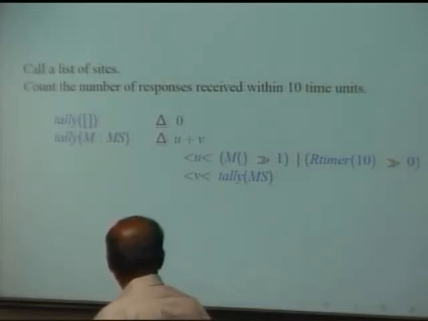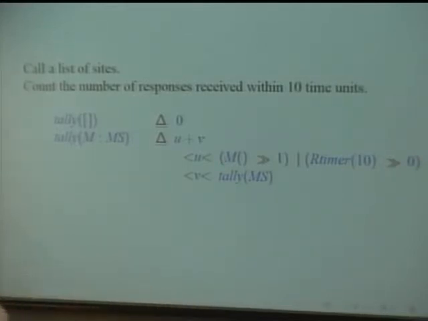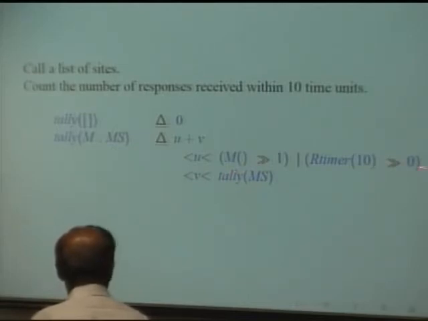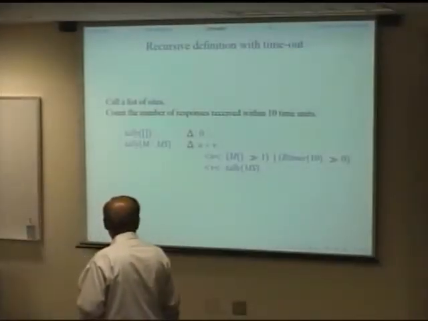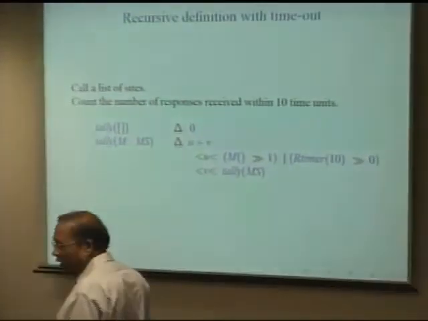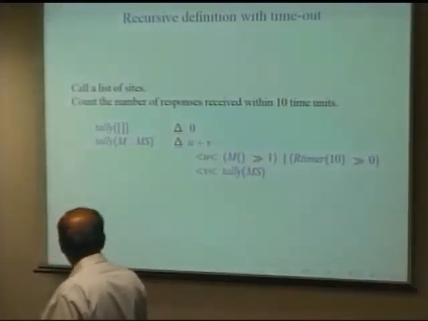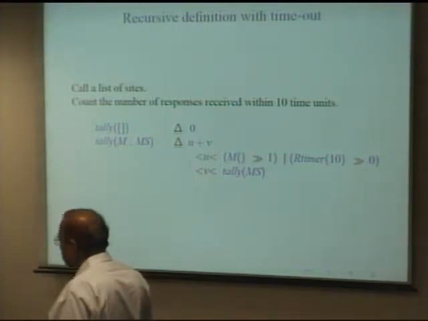what I would like to do is store in U this quantity. This quantity is going to be 1, the integer 1, if M responds within 10 time units. It will be 0 if M does not respond within 10 time units. And you can see the structure that we run these 2 computations simultaneously. Whichever publishes first goes into U. At the same time, run tally on the rest of the list in parallel and store the result in V. And the answer you want is U plus V.